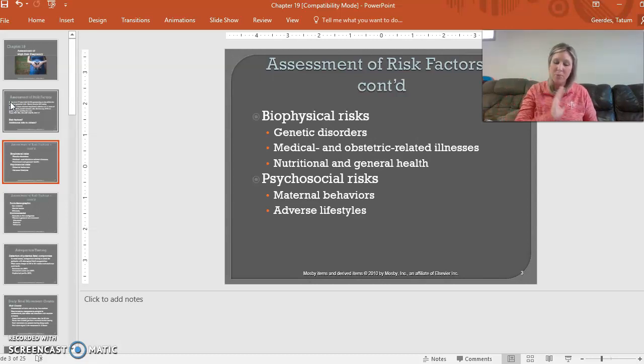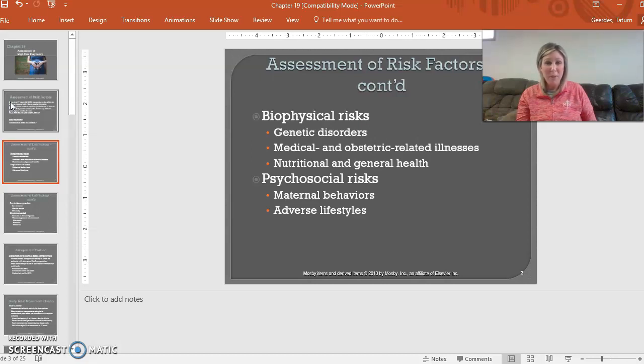And then psychosocial risk factors would be more of maternal behaviors and lifestyles. So again, smoking, drug use, and alcohol use all fall into this category as well. But also here would be maybe her caffeine intake. So greater than 200 milligrams of caffeine per day increases her risk for a miscarriage. Does she suffer from any emotional distress or depression, anxiety?